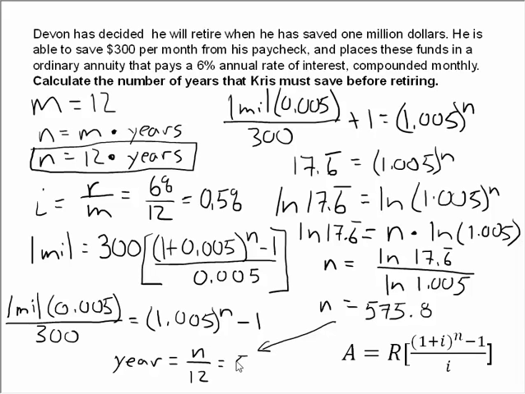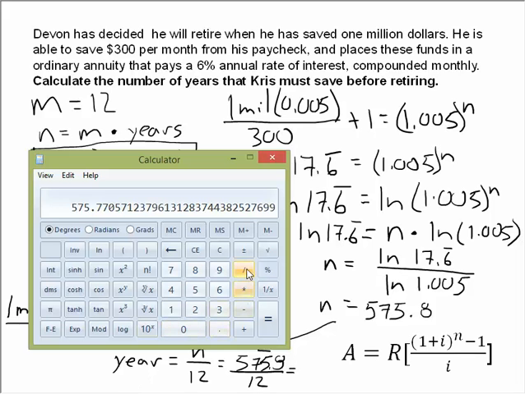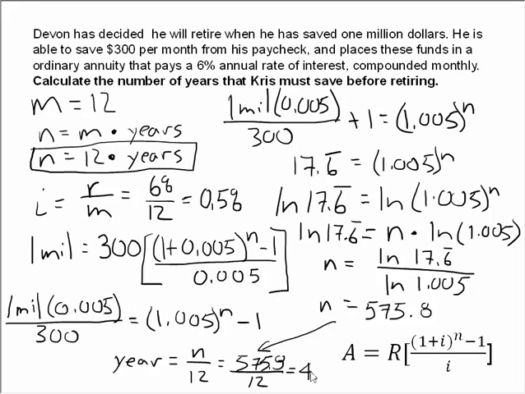575.8 over 12. And what's that equal to? Divide that by 12. Should give us a number of years. 48 years. 48 years Devin has to save money in order to become a millionaire, earning 6% compounded monthly. Well, let's hope Devin is fairly young because 48 years, if he's 20, now he'll be 68, and that sounds like a good time to retire as a millionaire.